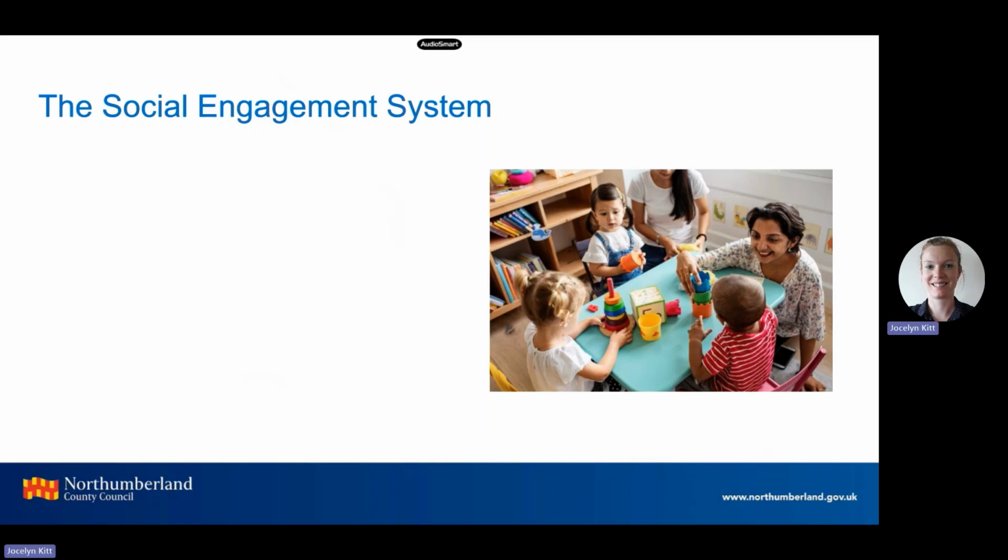We're going to look further at the social engagement system. Our amygdala, which is within our brainstem, is the part of our brain associated with processing emotions and memories. It is also the part of our brain which detects fear and safety. We are not consciously aware of our amygdala processing information. It's doing this all of the time in the background.